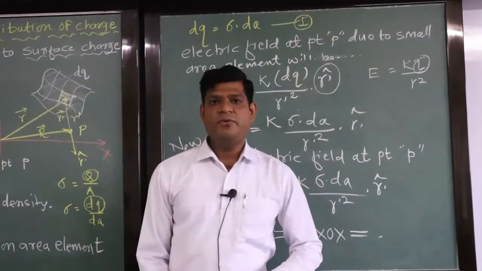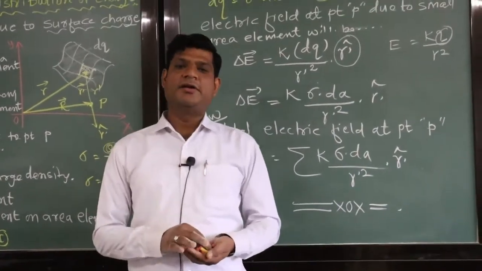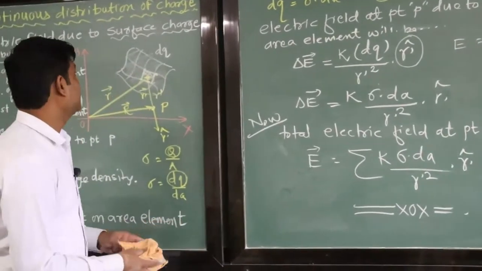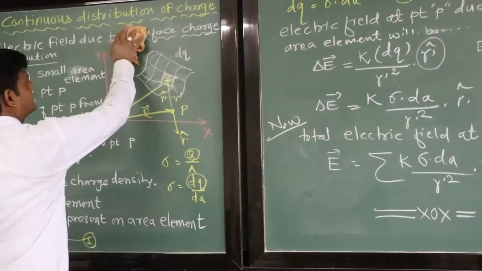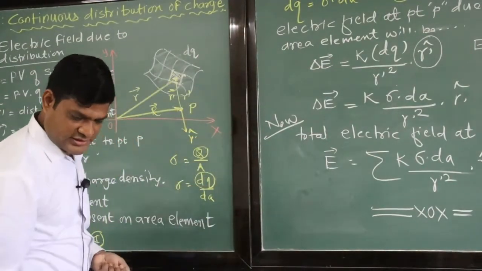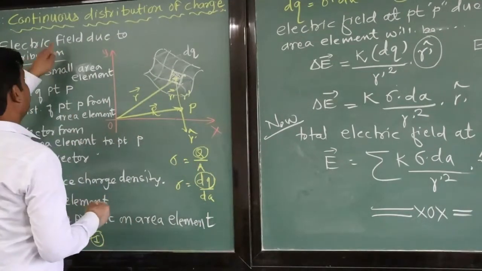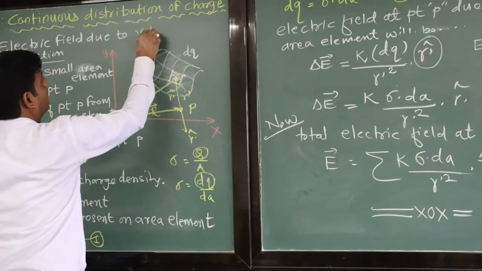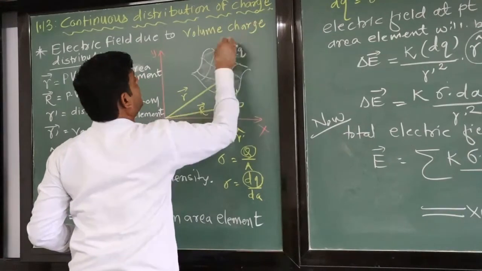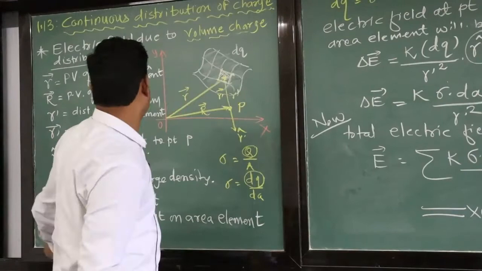Okay students, now we are moving towards the next topic, that is electric field due to the volume charge distribution. So we are just erasing the required things. See, instead of surface charge density we will write volume charge. See what I am replacing, you just pay attention. Electric field due to the volume charge distribution. The diagram will change.